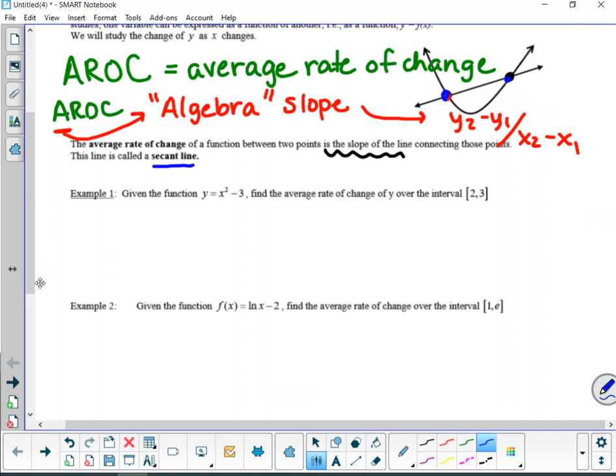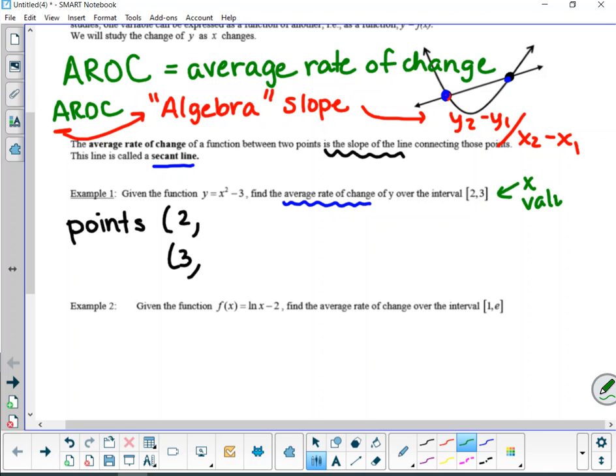90% of the problems in calculus have to do with trying to figure out what they want you to do. We have a bunch of skills that we're going to learn, but if we don't know when to do what skills, we're kind of stuck. So, seeing the words, find the average rate of change for the function y equals x squared minus 3 over the interval 2, 3, is telling us let's take 2 points on this function, the point where x equals 2 and the point where x equals 3.